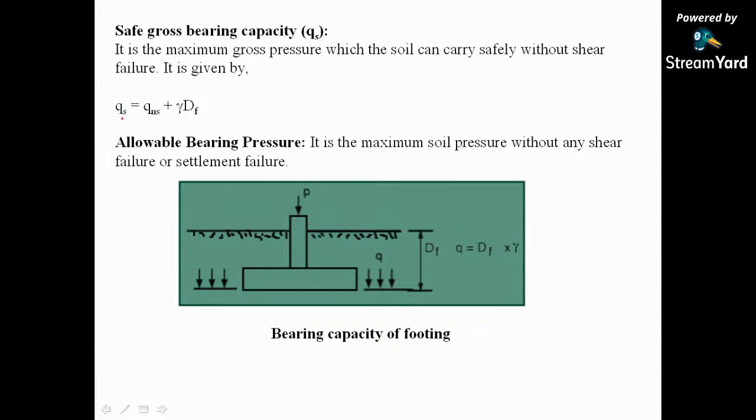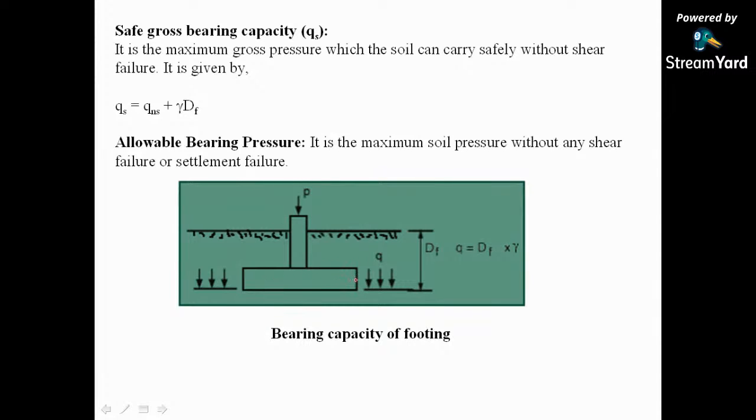It is given by QS equals QNS plus gamma into DF, where QS is safe gross bearing capacity, QNS is the safe net bearing capacity, gamma is your unit weight of soil, and DF is your depth of footing. Allowable bearing pressure is the maximum soil pressure without any shear failure or settlement failure.